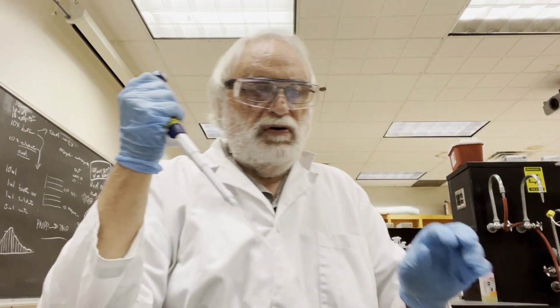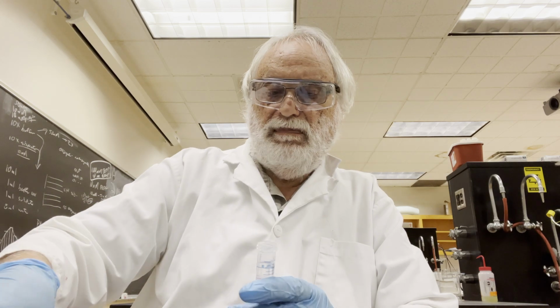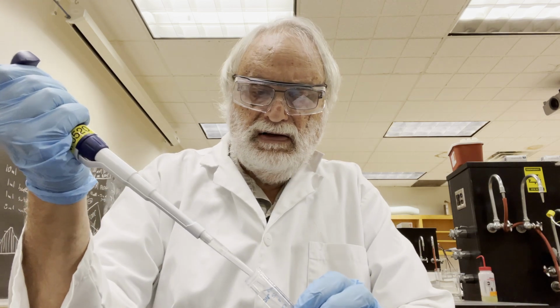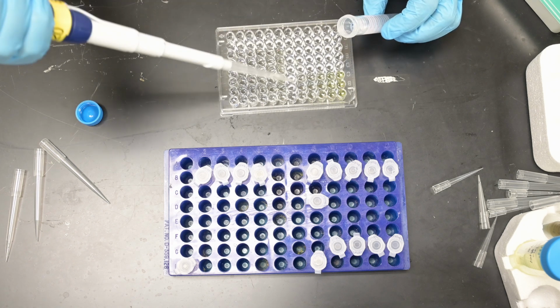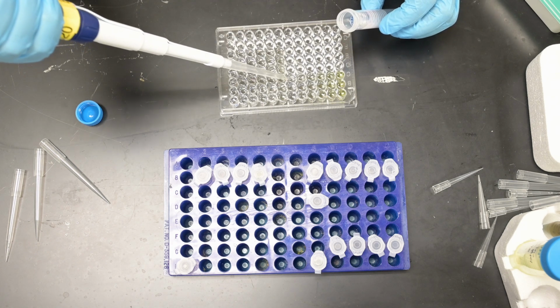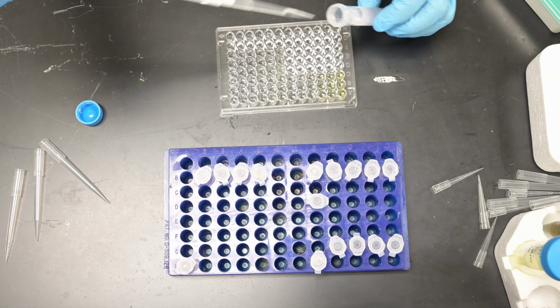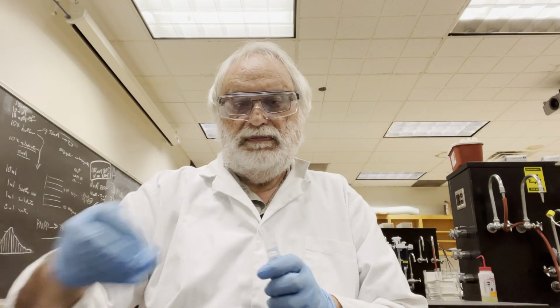And for a blank, we'll go ahead and add buffer in for our blanks. It's the same buffer with a substrate in it. Put those in column 6. I know your protocol doesn't mention it, but I'm going to go ahead and put the blank in column 6 in row D as well.